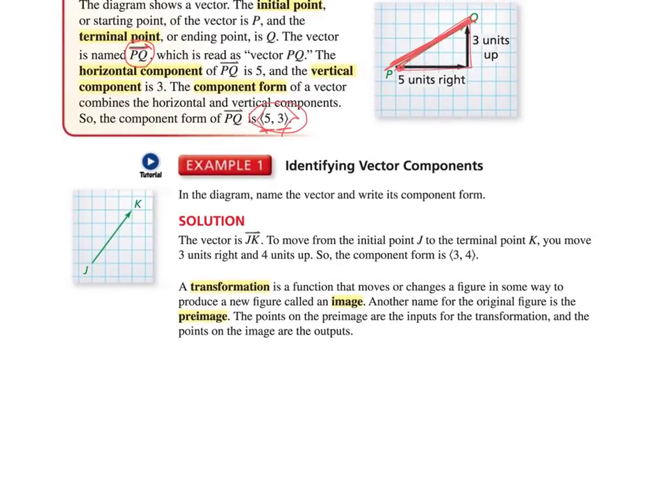Example 1, identifying vector components. In the diagram, name the vector and write its component form. So it starts here, it ends here. So it's JK. There's the vector notation. And it's going 3 units to the right and 4 units up. There's the component form.